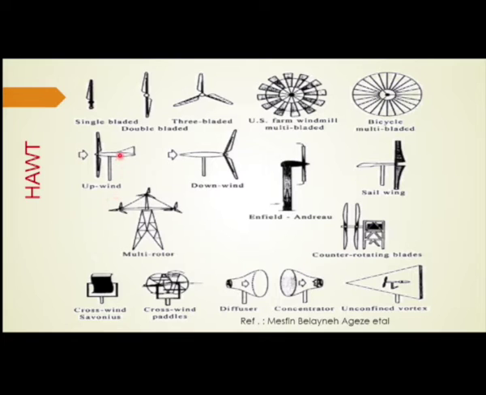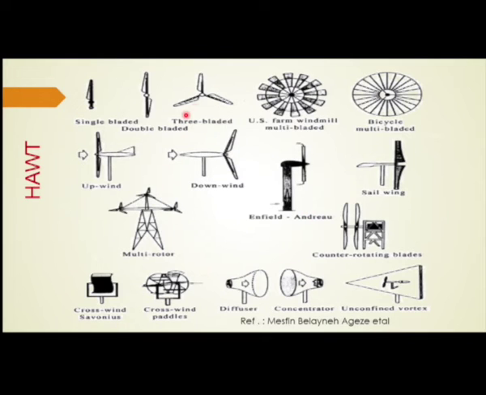This structure is for upwind, which means the blades are on the front side, with the wind flowing towards the blades. Downwind means the wind is behind the blades, the wind flow is in the direction behind the blades. And we have different sail wing structures, like this we have different types of structures.